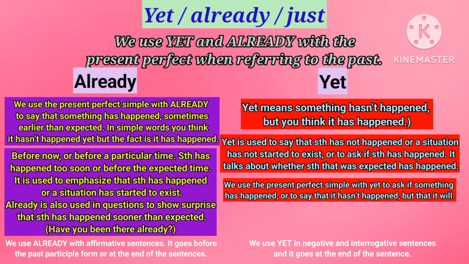We use the present perfect simple with yet to ask if something has happened or to say that it hasn't happened, but that it will. Look at these examples. She has already left, or she has left already. This action is finished sooner than expected. She left before now.